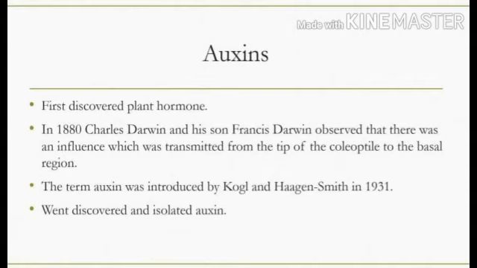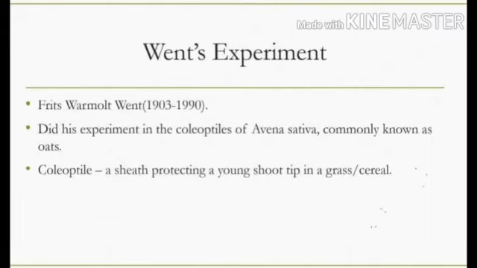And this influence was isolated and discovered by Went, and that influence was the chemical substance auxin. This term auxin was introduced by Kogl and Haagen-Smit in 1931. So Went discovered and isolated auxin. How did he discover this auxin? We can see about that here.